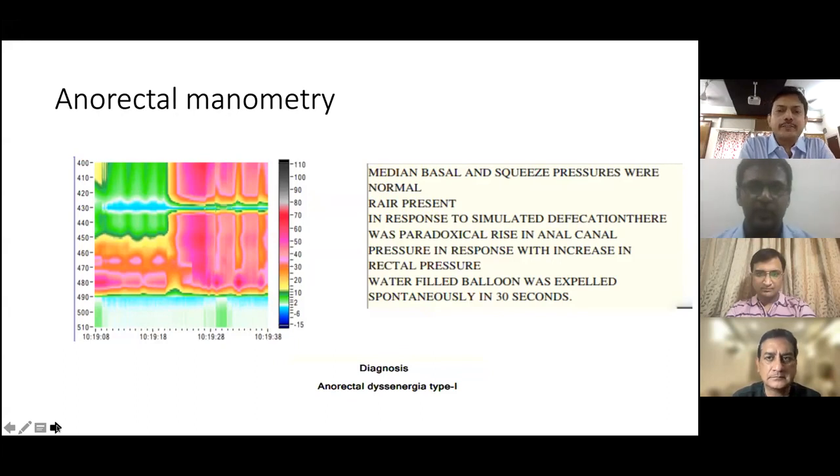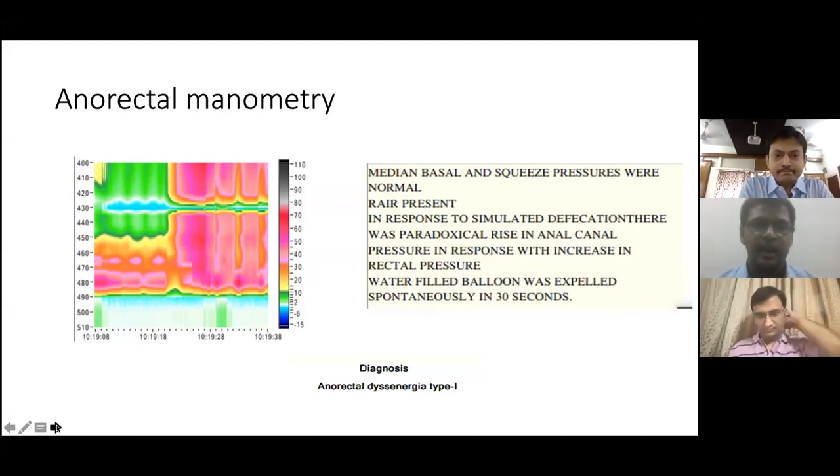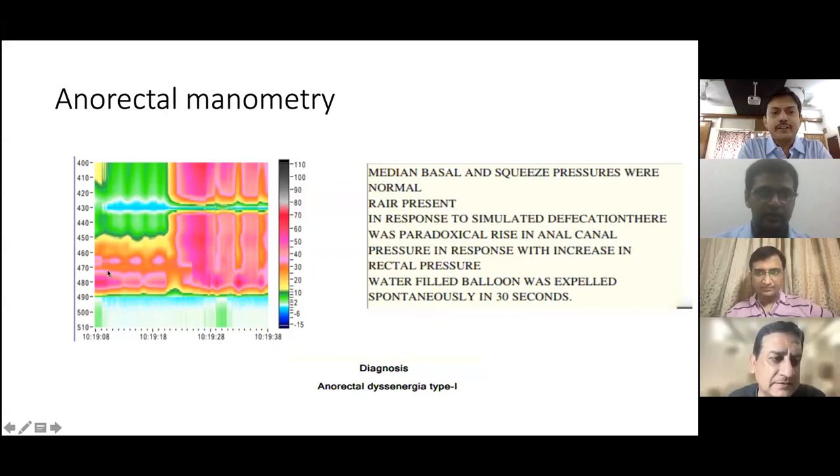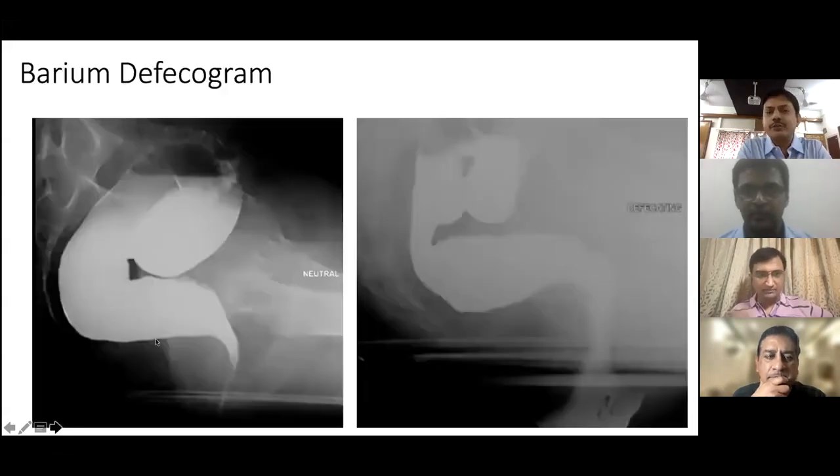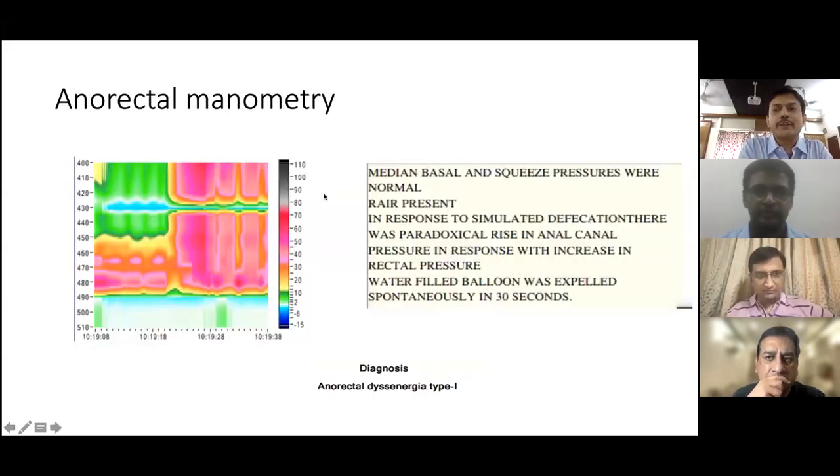So you want to interpret this? In this anorectal manometry, we can see that as the rectal pressure is going up, the sphincter pressure is also going up. This would be suggestive of an anorectal dyssynergia type 1. Can you put an arrow, Sridhar? Yes, that's a normal area, and more towards the left, that's where the rectal pressure is. Go back to the previous manometry: the rectal pressure is going up, and this is the inner sphincter pressure that is also increasing.